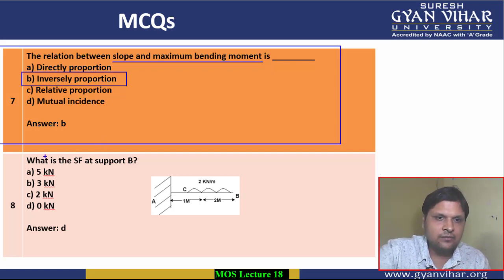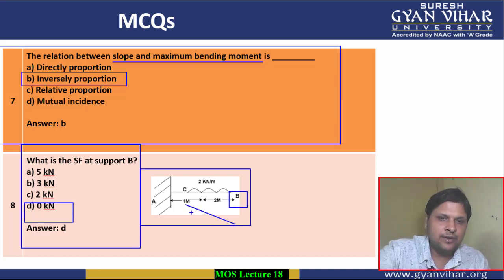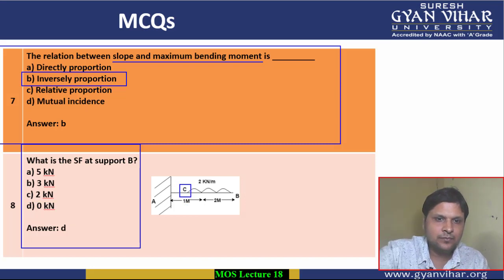Alright. Then what is the shear force at support B? In this diagram you can see the shear force at support B will be equal to how much? We all know it is talking about the shear force, and since at B there is no load, therefore it will be taken as 0. And the line will be an inclined line like this, uniformly increasing till point C. Now option D is the correct option.